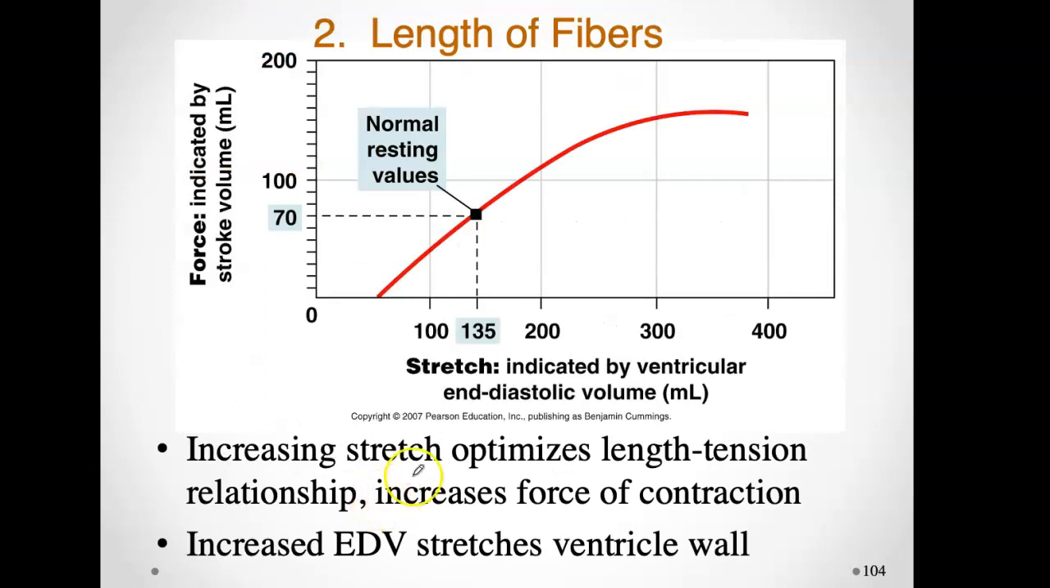This is trying to show how stretch optimizes the length-tension relationship. It's a lot of words, but I think you'll understand this. Here you look at force, and on this axis you're looking at stretch. Then you have a certain amount of stretch coming from the volume of blood left in that ventricle at the end of diastole. So you're filling it. Think of this water balloon that's filling with a lot of water or a lot of blood in the heart. It's going to fill, fill, fill, fill.